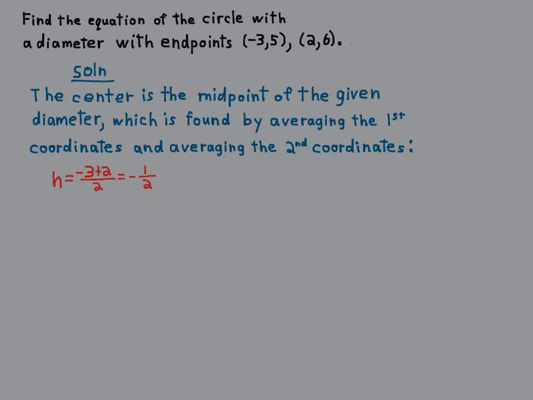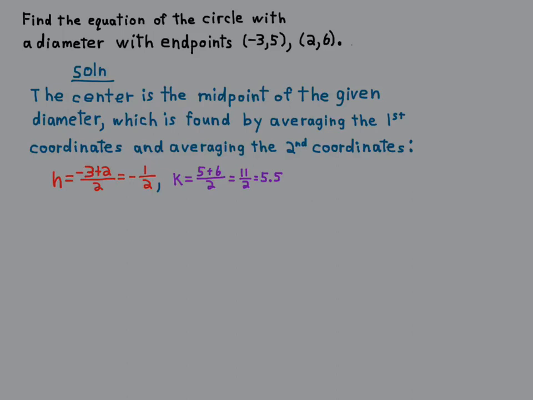So to average two numbers, you add them up and divide by 2. So I took the first coordinate of the 2 points, -3 and 2. I added them and divided by 2, and I got -1/2 for h. So h is the first coordinate. H goes with x, k goes with y. It goes alphabetically, h, k, x, y. So k, the second coordinate for the center, I average the second coordinates for the endpoints of the diameter. So that's 5 plus 6 divided by 2, which is 11/2.